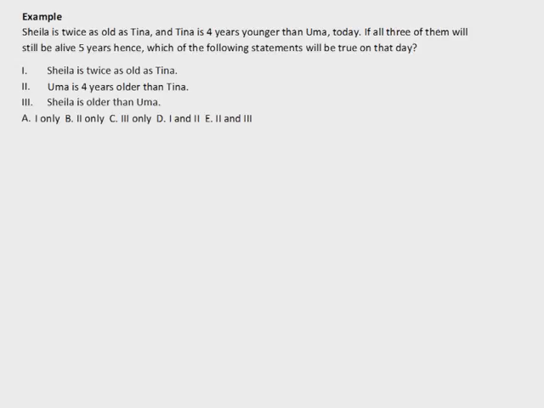Sheila is twice as old as Tina, and Tina is 4 years younger than Uma today. So let's just put down this information. Let's say Tina is T years old, Sheila is S years old, and Uma is U years old. Sheila is twice as old as Tina means Sheila is 2 times T. Sheila's age is twice Tina's age. And Tina is 4 years younger than Uma. If you add 4 to Tina's age, then you will get Uma's age. So T plus 4 will give me Uma. Uma is 4 more than Tina.